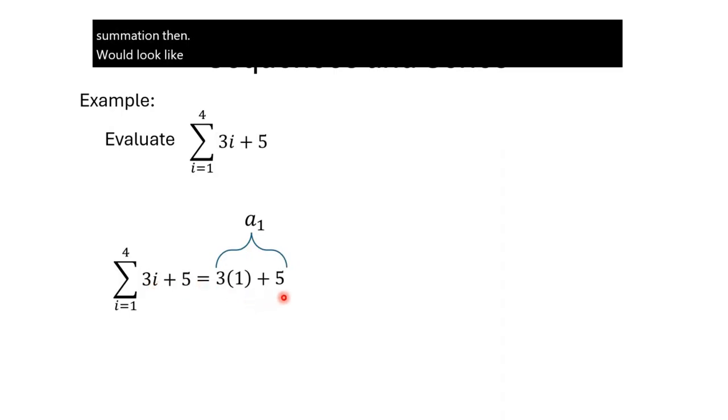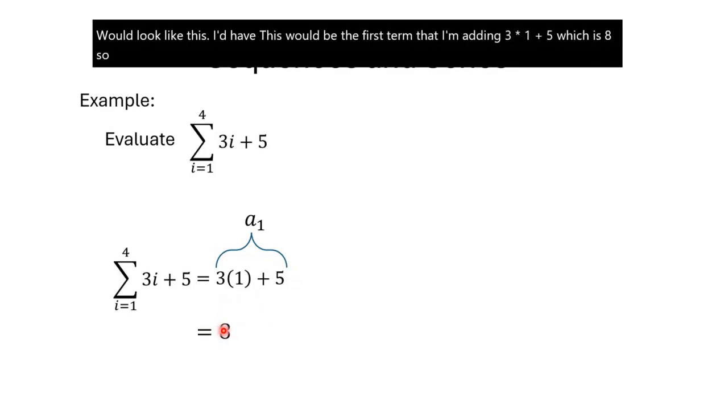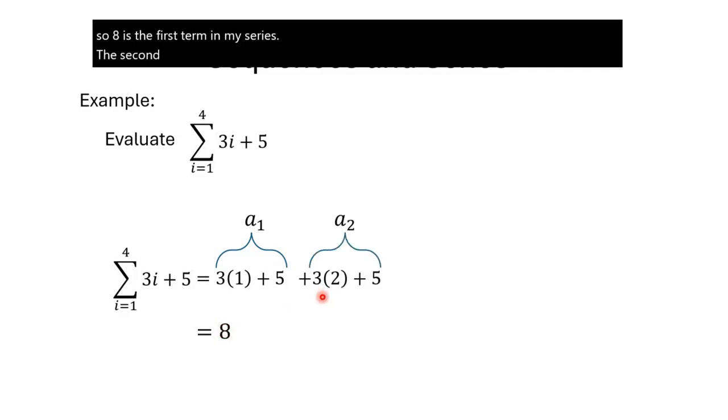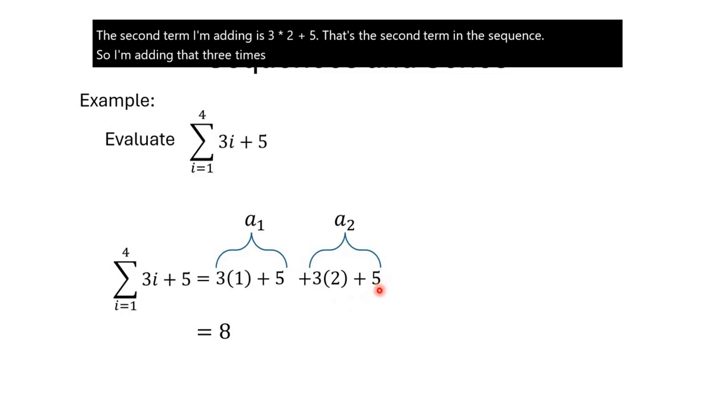This would be the first term that I'm adding, 3 times 1 plus 5, which is 8. So 8 is the first term in my series. The second term I'm adding is 3 times 2 plus 5. That's the second term in the sequence. So I'm adding that. 3 times 2 is 6. 6 plus 5 is 11. So I'm adding 11 next.